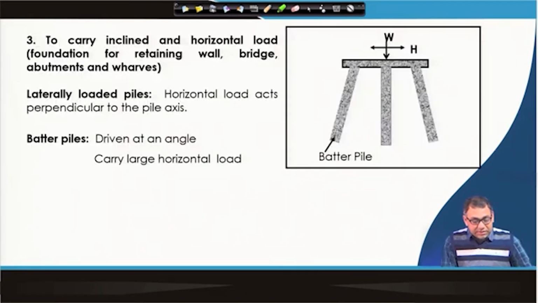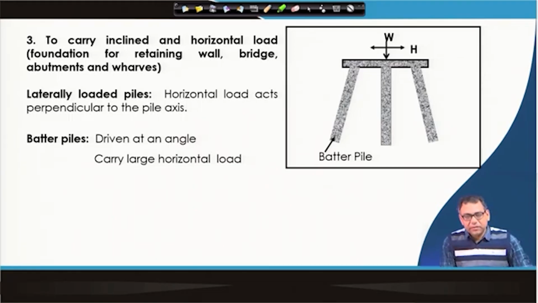Then the pile can be subjected to horizontal or inclined load. For example, the foundation below a retaining wall, bridge abutments, and waves. When there are waves from the water, in that type of situation the pile can carry horizontal as well as inclined load.